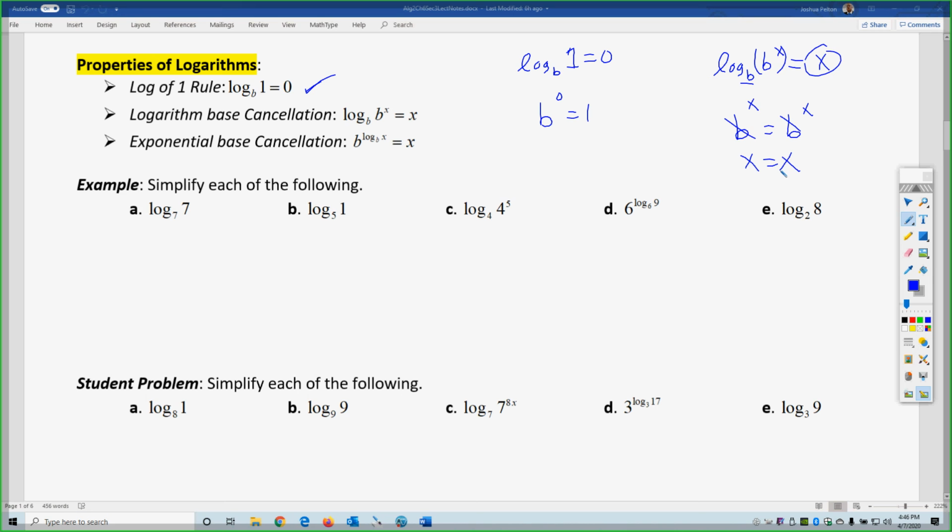Because they're inverse operations. So if we go through these, this is log base 7 of 7. So they would cancel, but it doesn't leave you with nothing because there's actually a 1 right here. So the answer is actually 1 when they cancel each other, okay?